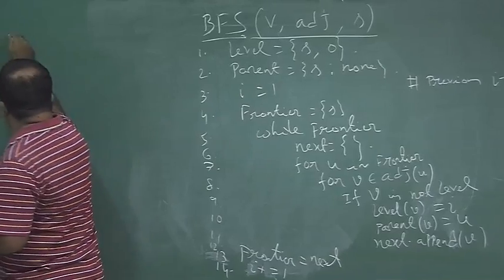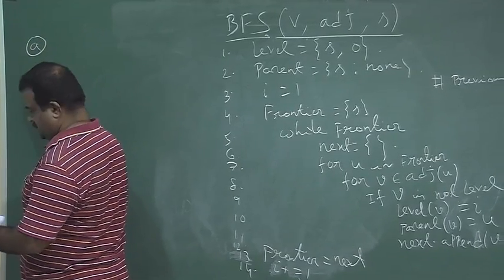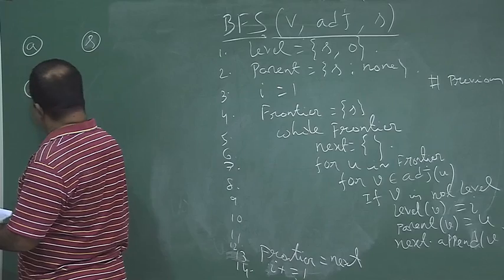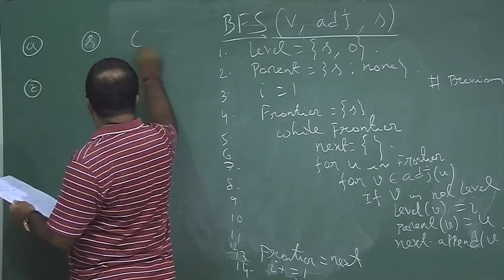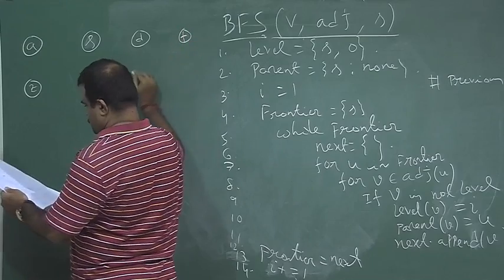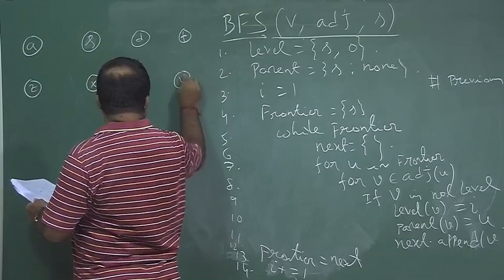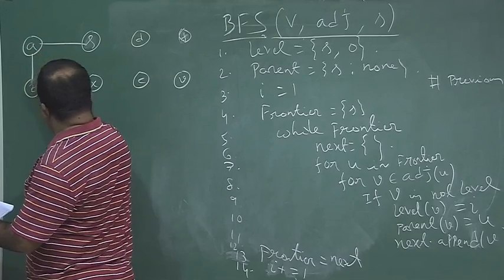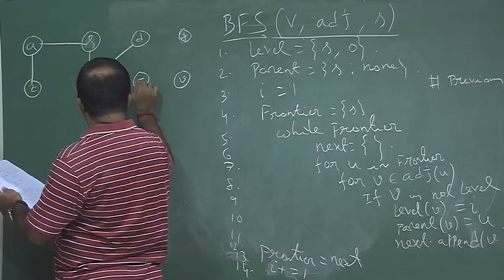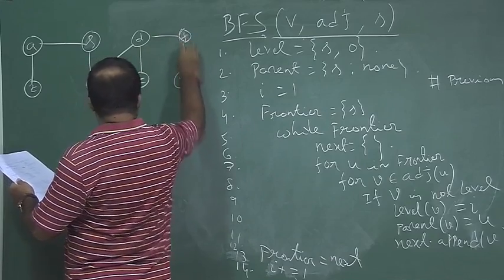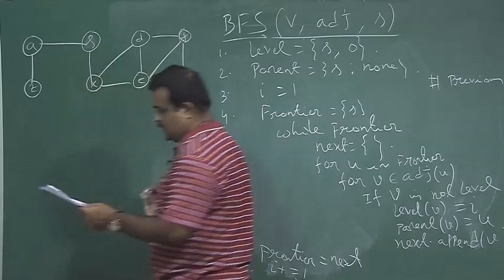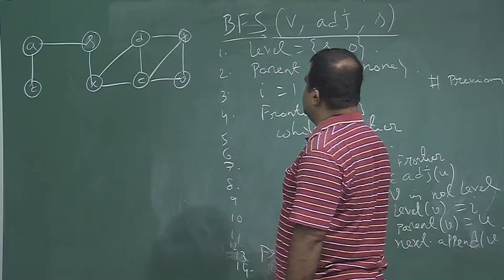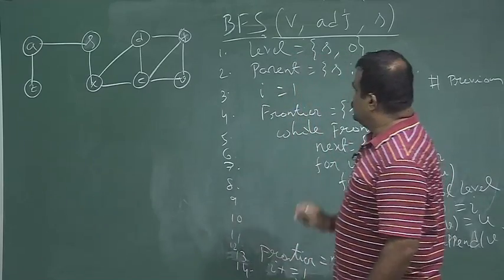So suppose we have a graph like this. We have A, S, Z, X, D, F, C, V. So suppose these are our vertices, and we have edges like this, this, this, this, this, this, this, this, this, this. Okay. So this is our given graph, and we have to explore this graph based on this BFS.